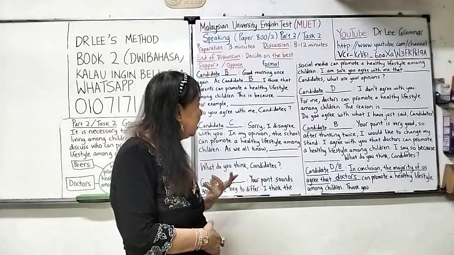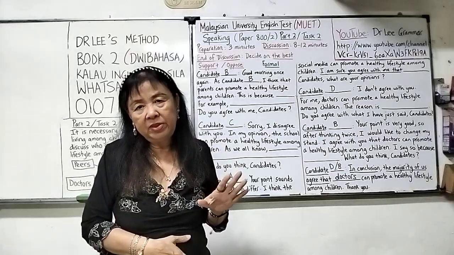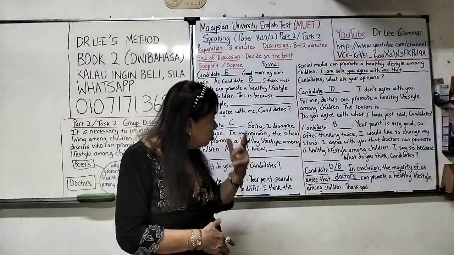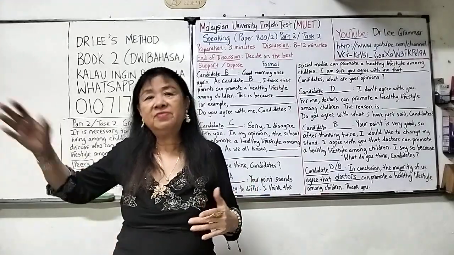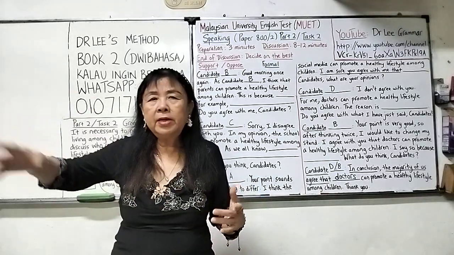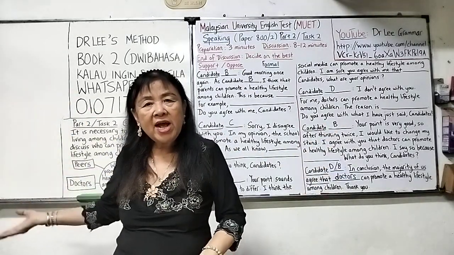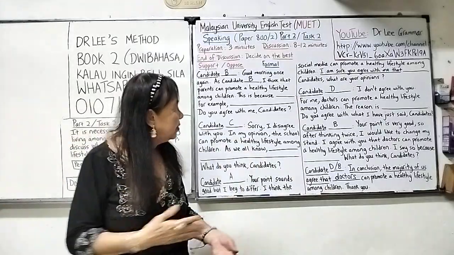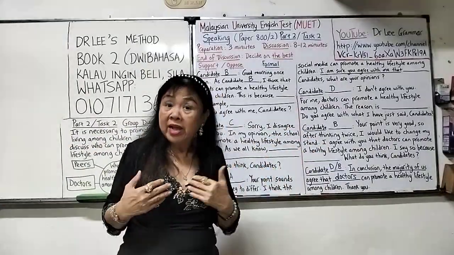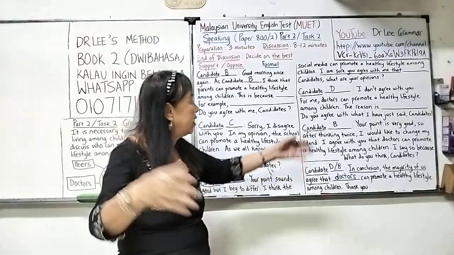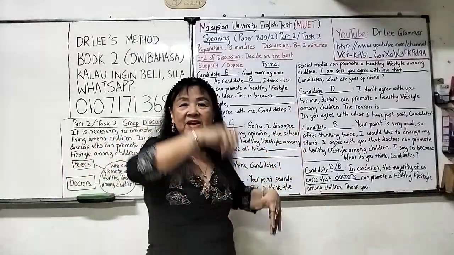So candidate D says, I don't agree with you. For me, doctors can promote a healthy lifestyle among children. The reason is, give the reason. And then give, for example, compare and contrast, elaborate. And after that, do you agree with what I have just said, candidates? So let them answer. And then second round.